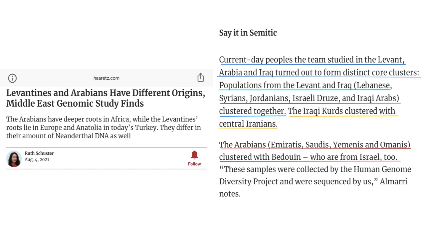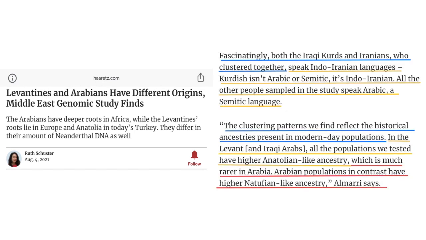The Arabians, the Emirates, Saudis, Yemenis, and Omanis cluster with Bedouins who are from Israel too, and that adds in your Bedouins as well. Arabians and Bedouins are genetically close to each other and have a lot of Natufian DNA. Fascinatingly, both the Iraqi Kurds and Iranians who cluster together speak Indo-Iranian languages. Interesting. Which is an Indo-European language, which is non-Semitic.